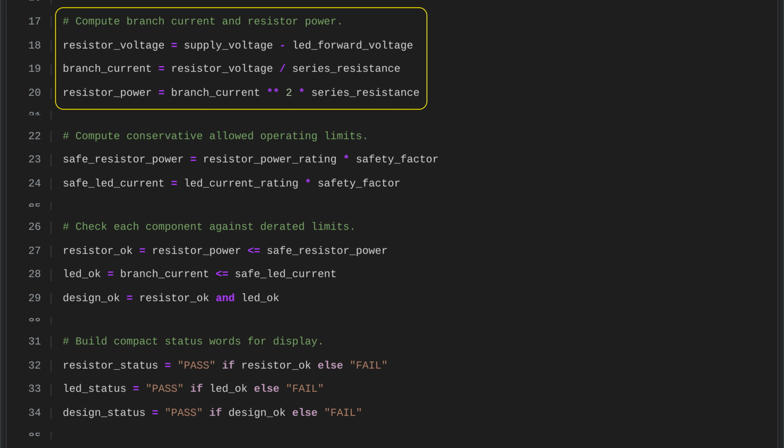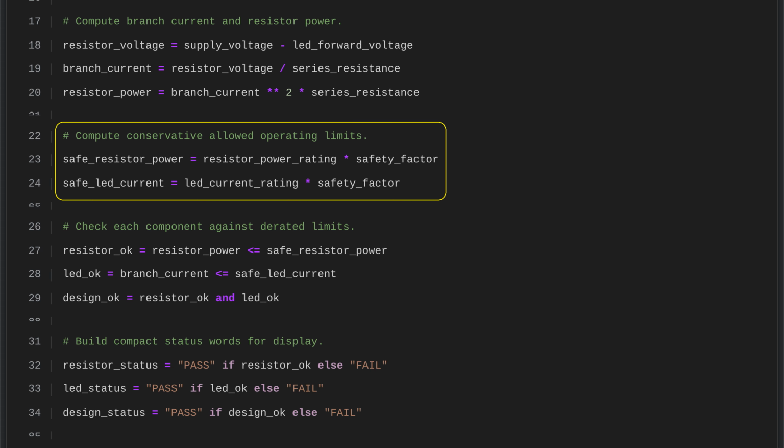Safe operating limits are found by applying a safety factor to each component's rating. The resistor's safe power limit and the LED's safe current limit are both reduced from their maximum ratings to help prevent overheating or failure. This keeps the circuit operating within conservative, reliable limits.